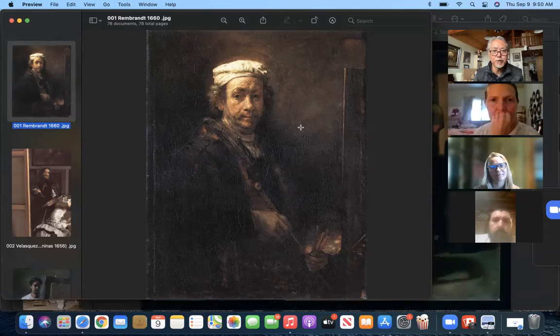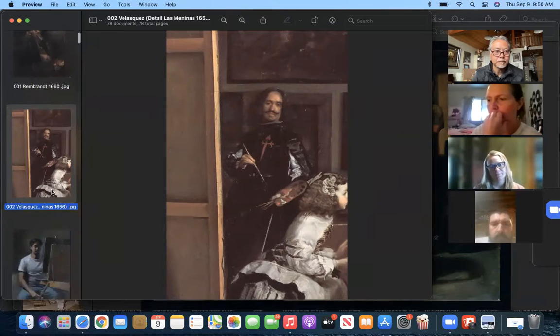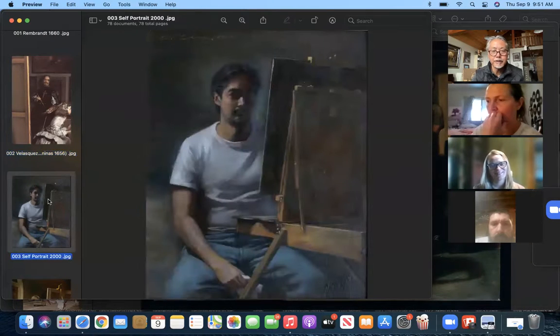I usually start with this portrait of Rembrandt to show my influences, as well as the fact that it's a self-portrait. Here's a self-portrait by Velázquez, another one of my favorite artists, which leads to about 20 plus years ago, when I painted my first self-portrait.